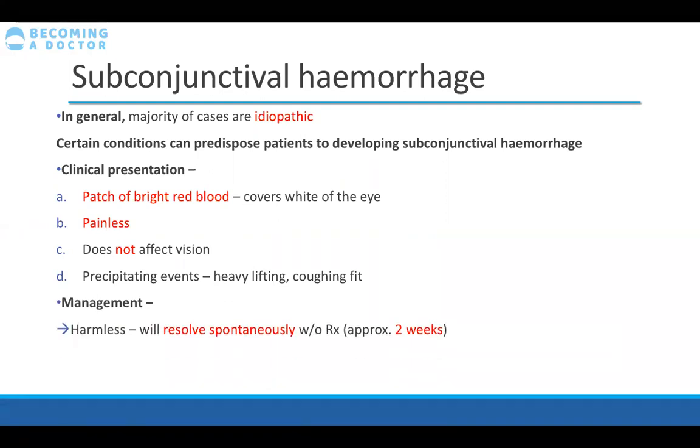Management: subconjunctival hemorrhages are harmless and they will resolve spontaneously without treatment in approximately 2 weeks. And if you want, you can investigate possible causes. So you might think, could this patient have hypertension? Could this patient have another disorder? You can investigate those. Sometimes people with subconjunctival hemorrhage feel like their eyes are dry, so you can give lubricating eye drops, but usually it just goes away on its own in 2 weeks.